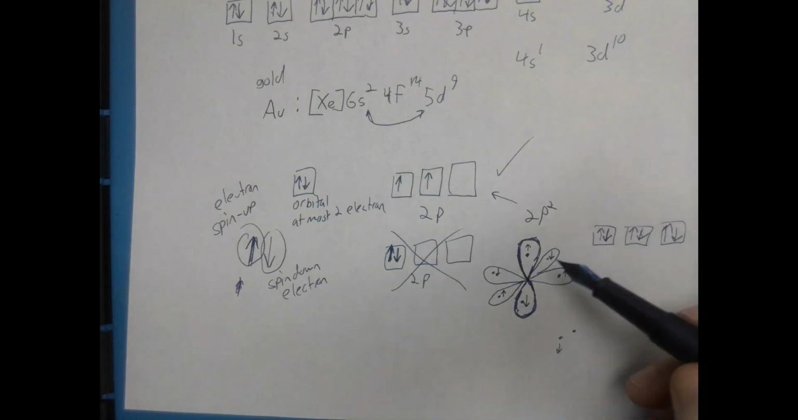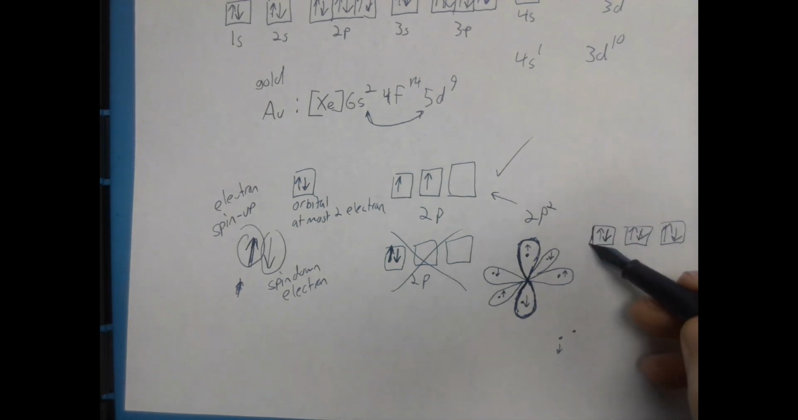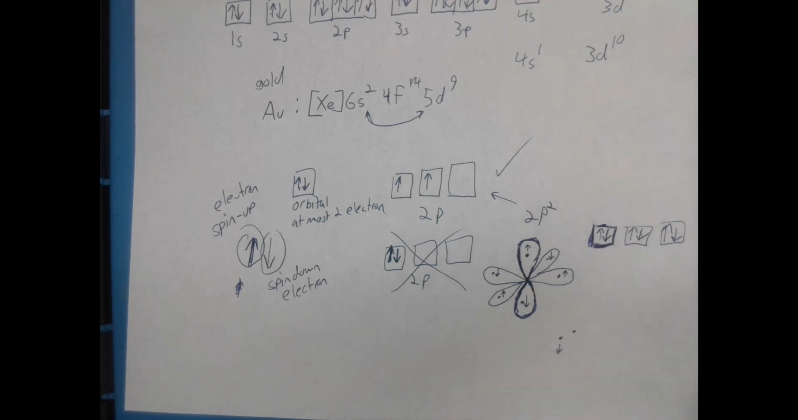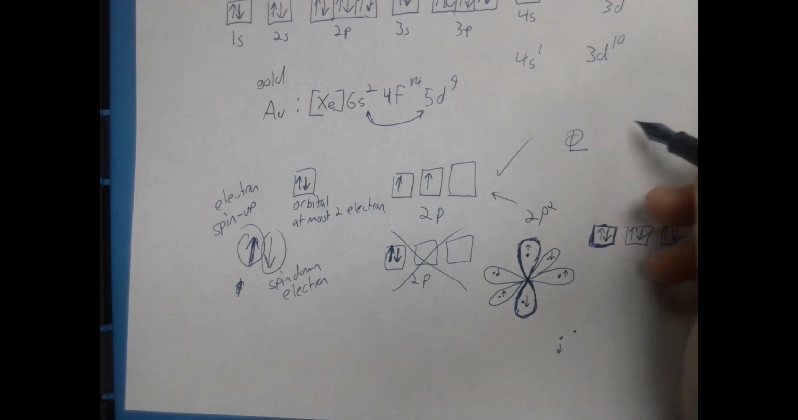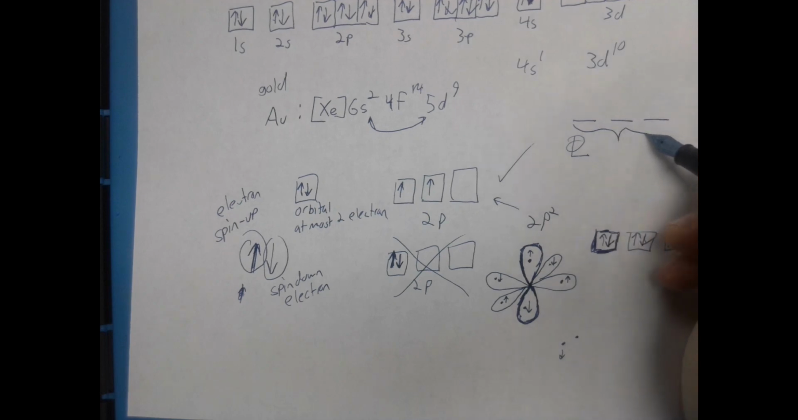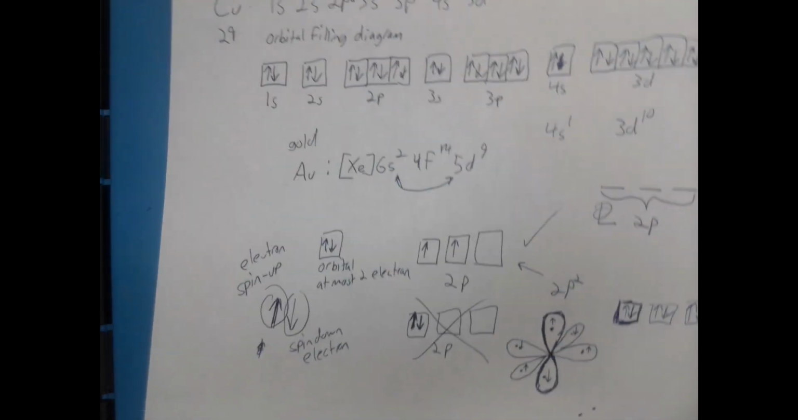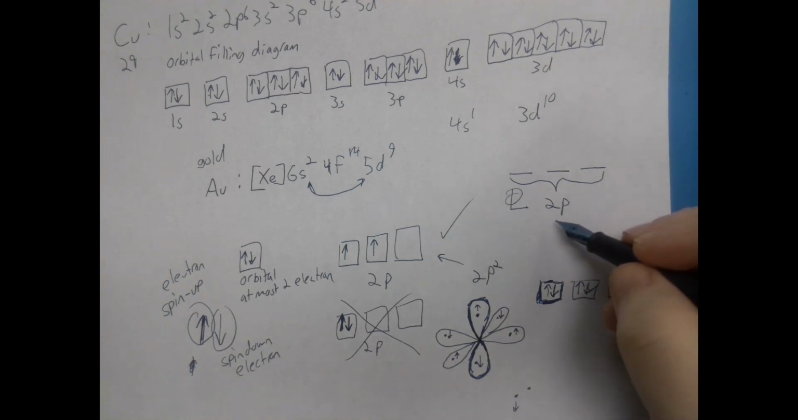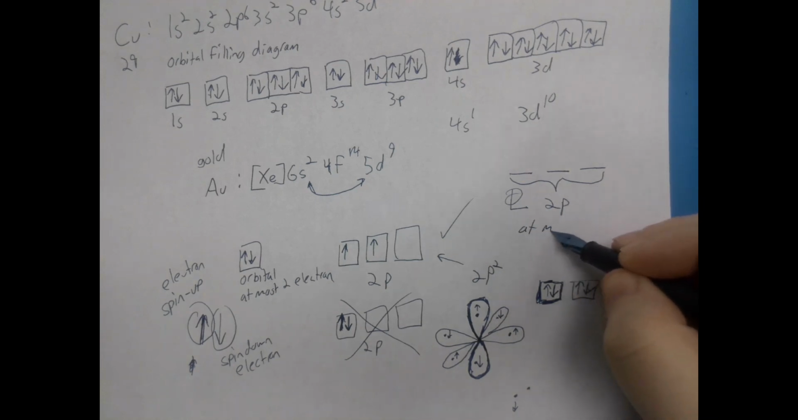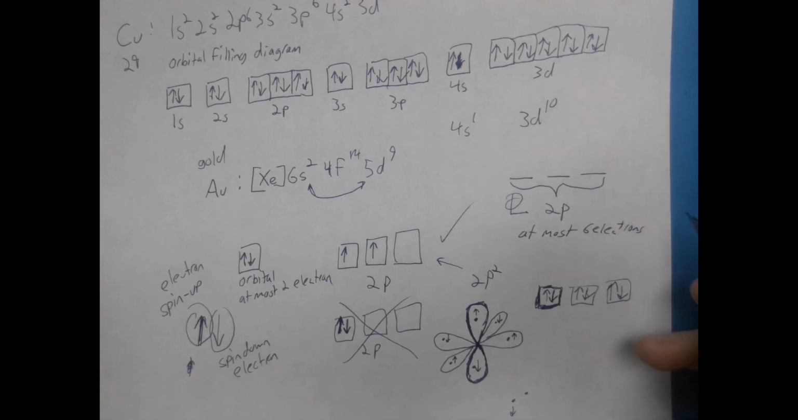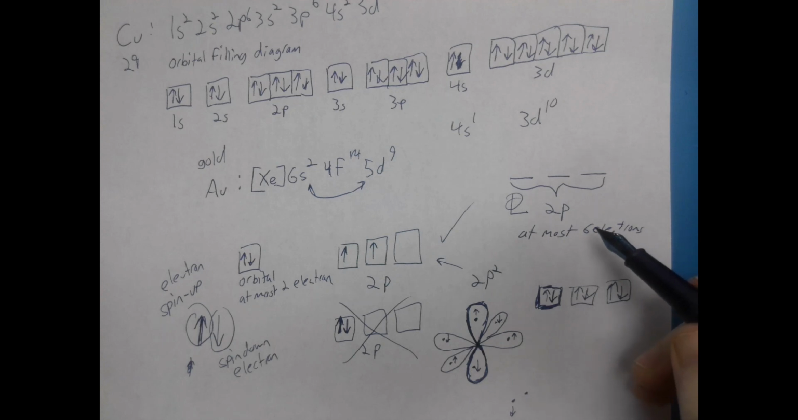So each of these boxes represents an orbital. I'm using boxes, but you could just use lines. So all of this is 2p. At most, 2p can hold 6 electrons. How many electrons do you want to use? Pick a number between 0 and 6.